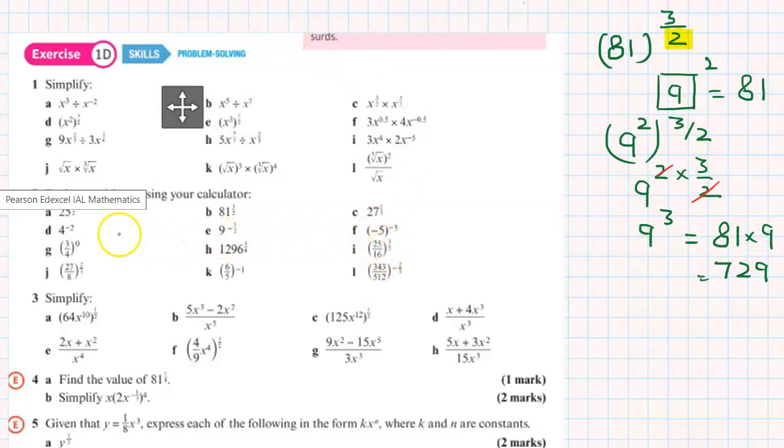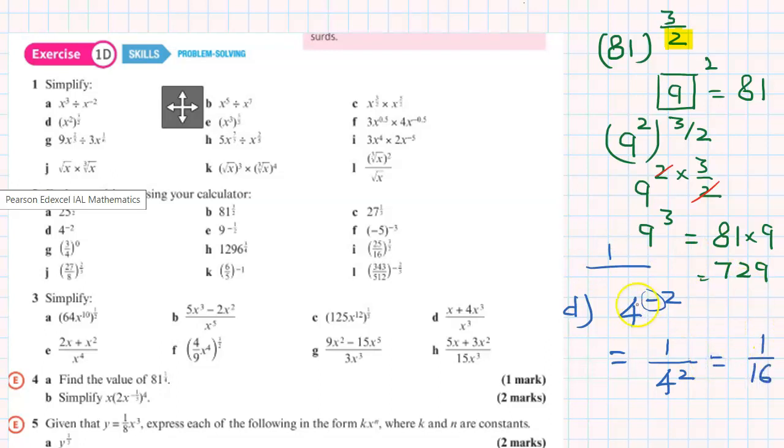Let's move to 4 to the power minus 2. That is part D. 4 to the power minus 2. For this minus, we write 1 over 4 squared. For this minus, as I told you earlier, this means 1 over. It makes a reciprocal.